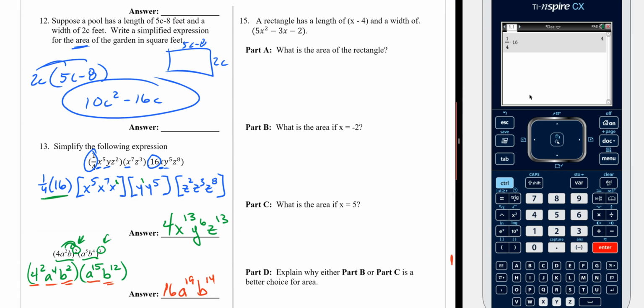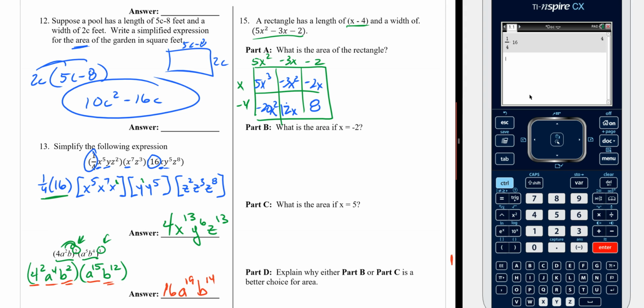And number 15, a rectangle with a length of x minus 4 and a width of 5x squared minus 3x minus 2. What is the area? So area of a rectangle, once again, we're going to multiply. So we've got 5x squared minus 3x minus 2, and I've got x and negative 4. We get 5x cubed minus 3x squared minus 2x minus 20x squared, positive 12x and positive 8.